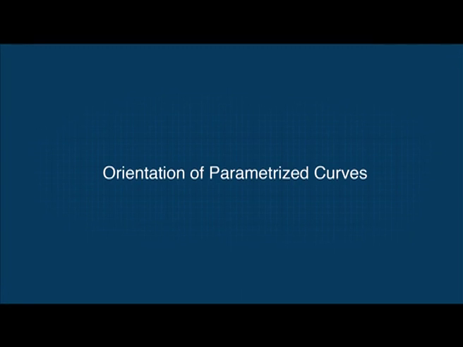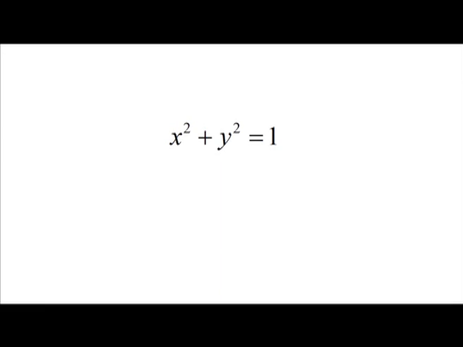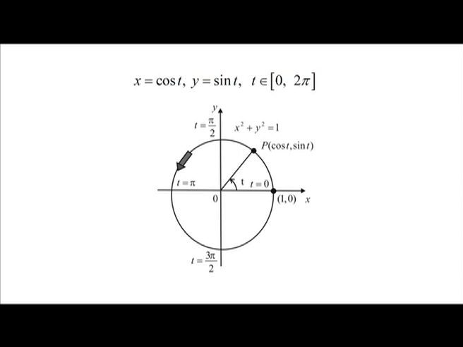We now discuss the orientation of parameterized curves. So far, we have seen that the Cartesian equation x squared plus y squared is equal to 1 and the parametric equations x is equal to cos t and y is equal to sin t, where t varies over the closed interval 0 to 2 pi, both represent the unit circle. Have you observed an advantage of using parametric equations over the Cartesian equation? The parametric equations given for the unit circle are helpful not only to draw the circle, but also to determine the direction, here counterclockwise, in which the graph of the circle is traced.